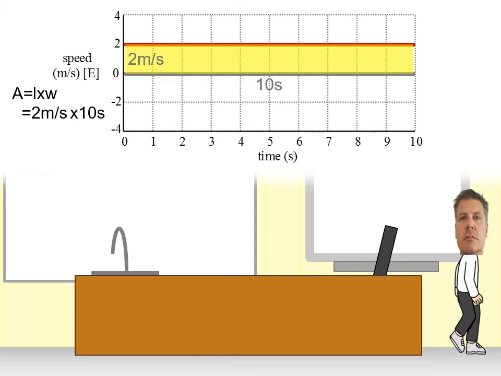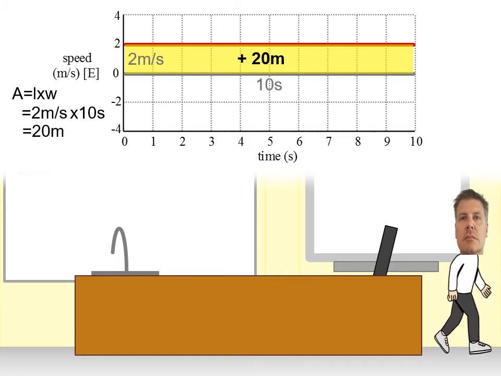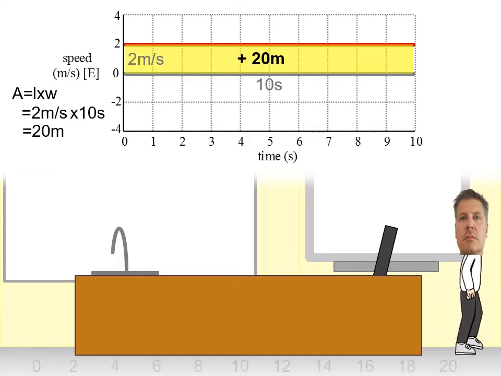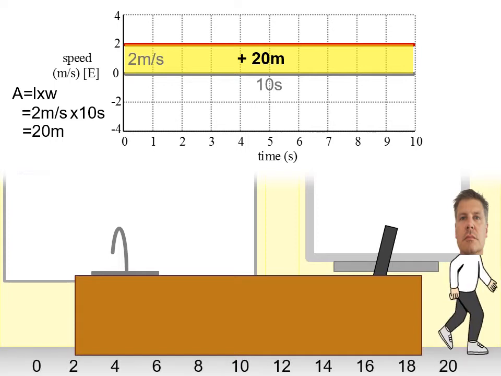And 2 meters per second multiplied by 10 seconds gives me 20 meters. Meters per second times seconds, the seconds factor out, leaving me with the unit of meters. And, oh, this is pretty neat. Check this out. If I started at 0, I am now 20 meters from where I started. So, the distance that I have covered equals the area between 0 and what was graphed.